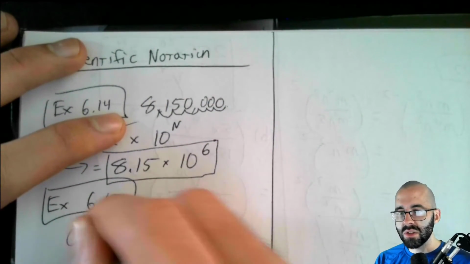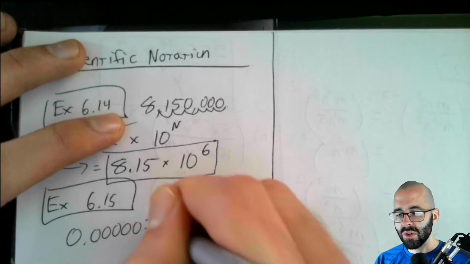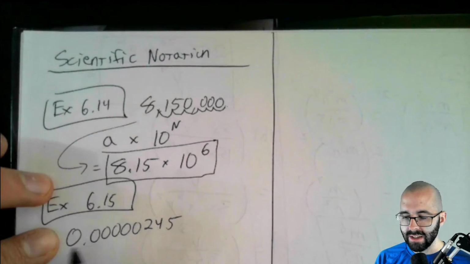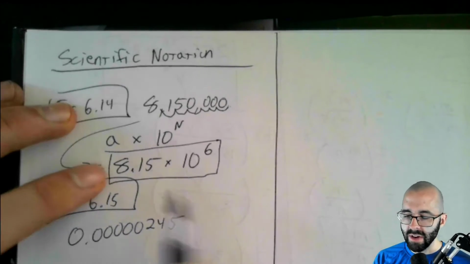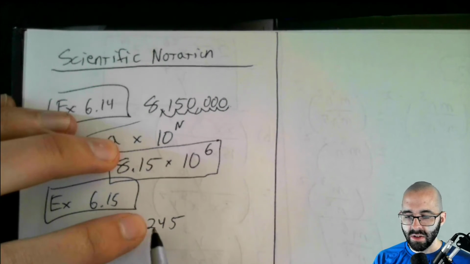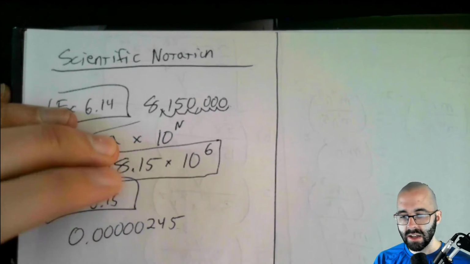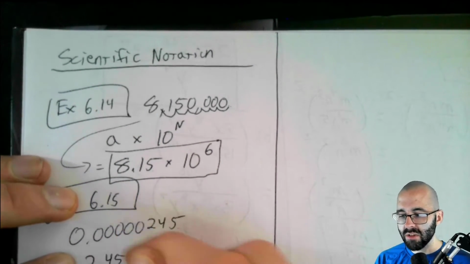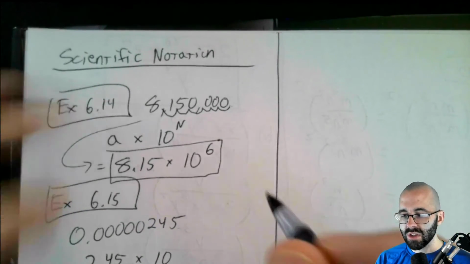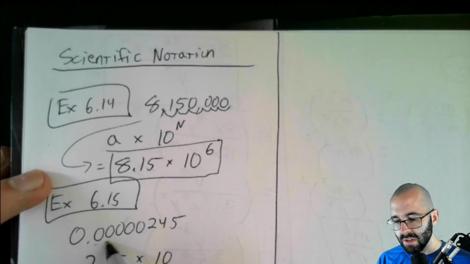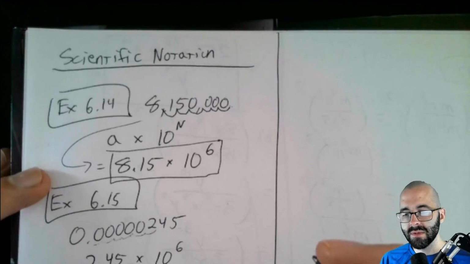Next up is going to be 0.0000245. So again, all of these zeros, they're not part of our A. Our A is just that number, 2.45. Okay? It has to be a number between 1 and 10, so it's going to be 2.45 times 10. The question is, how many times do we have to move the decimal place? The answer is 1, 2, 3, 4, 5, 6, just like last time.